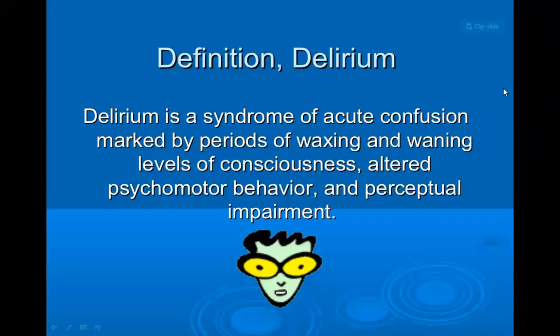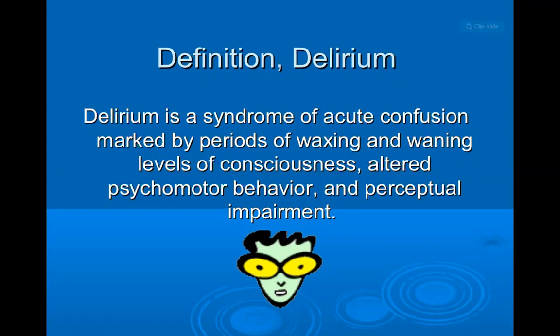Then what is the definition of delirium? Delirium is a syndrome of acute confusion marked by periods of waxing and waning level of consciousness, altered psychomotor behavior, and perceptual impairment. Means it is a syndrome, a group of symptoms in which the person has the problem of marked, acute confusion, with periods of waxing and waning level of consciousness, and altered psychomotor behavior.